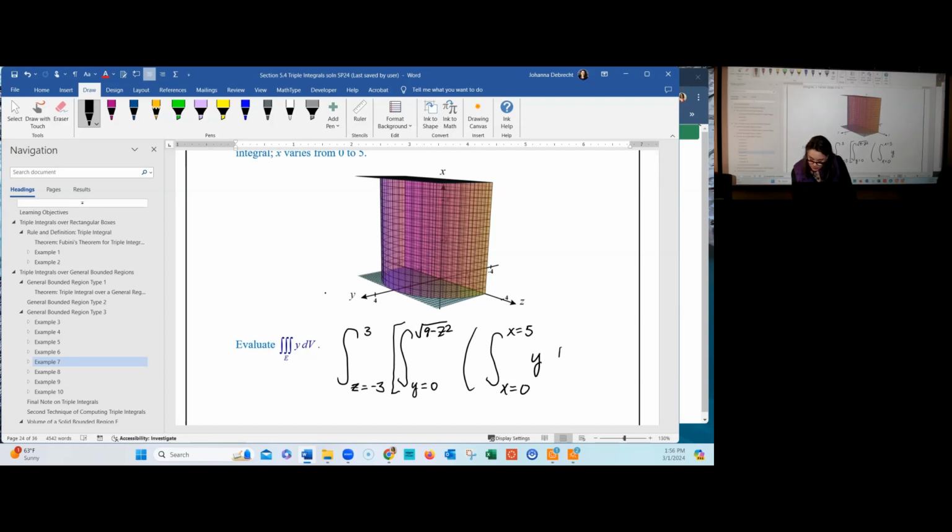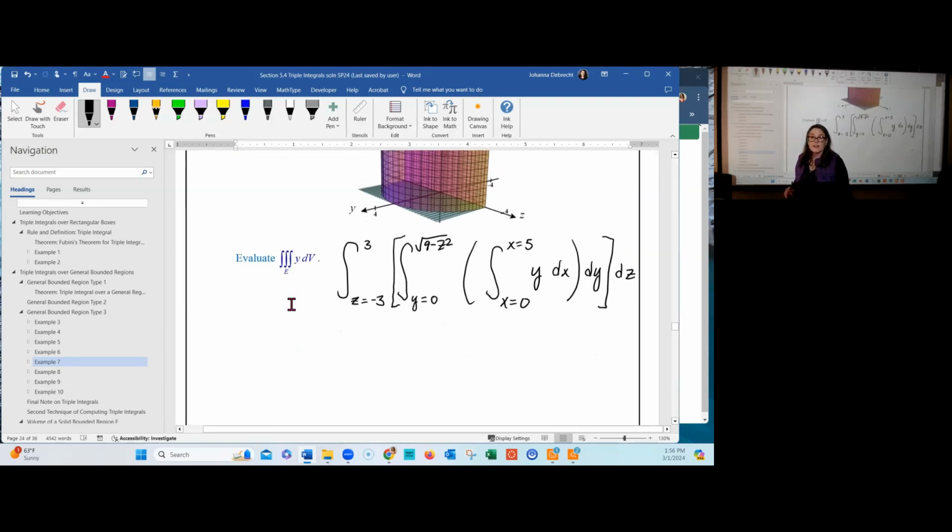And our integrand was y. So we have the integral from 0 to 5 of y dx first, followed by the integral from y equals 0 to the square root of 9 minus z squared with respect to y second, followed by the integral from z equals -3 to 3 last. Go ahead and pause the video to work this one out, then turn the video back on so we can compare our results.